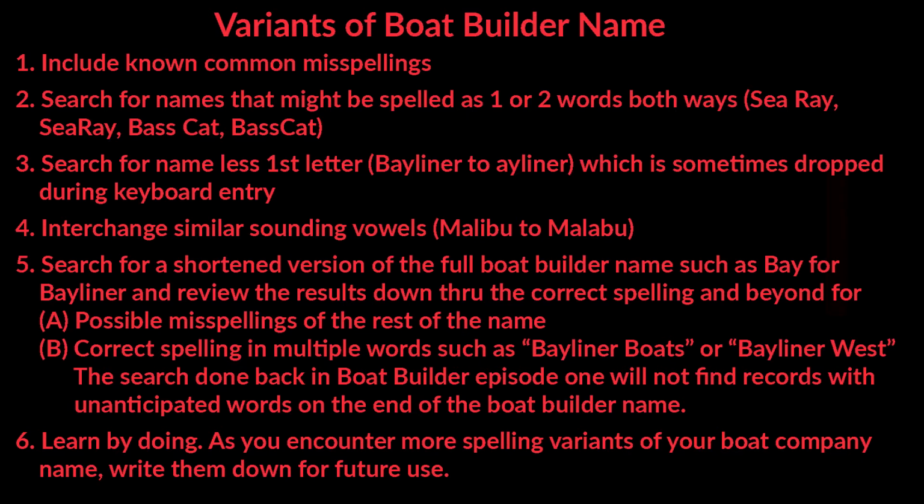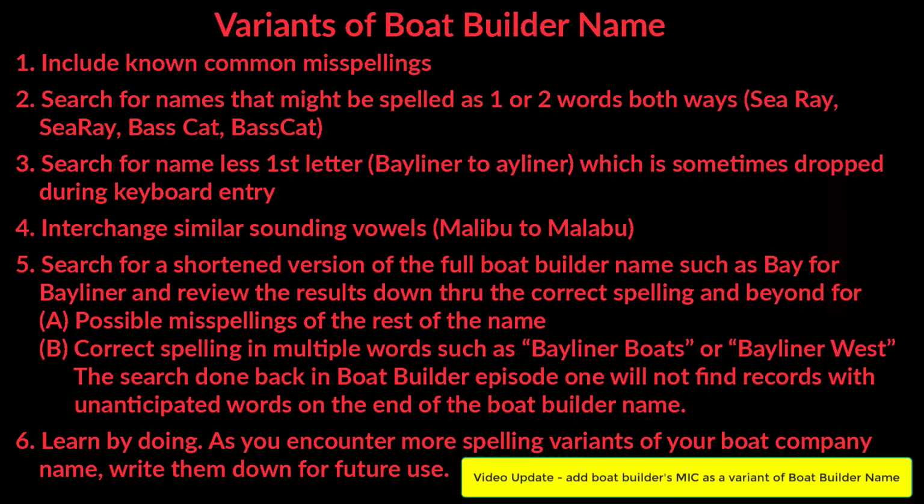Number 5. Search for a shortened version of the full boat builder name, such as Bay for Bayliner, and review the rest of the results down through the correct spelling and beyond for A. Possible misspellings of the rest of the name, B. Correct spelling of the name, but in multiple words such as Bayliner Boats or Bayliner West. The search done back in Boat Builder Episode 1 will not find records with unanticipated words on the end of the boat builder name. 6. Learn by doing. As you encounter more spelling variants of your boat company name, write them down for future use.